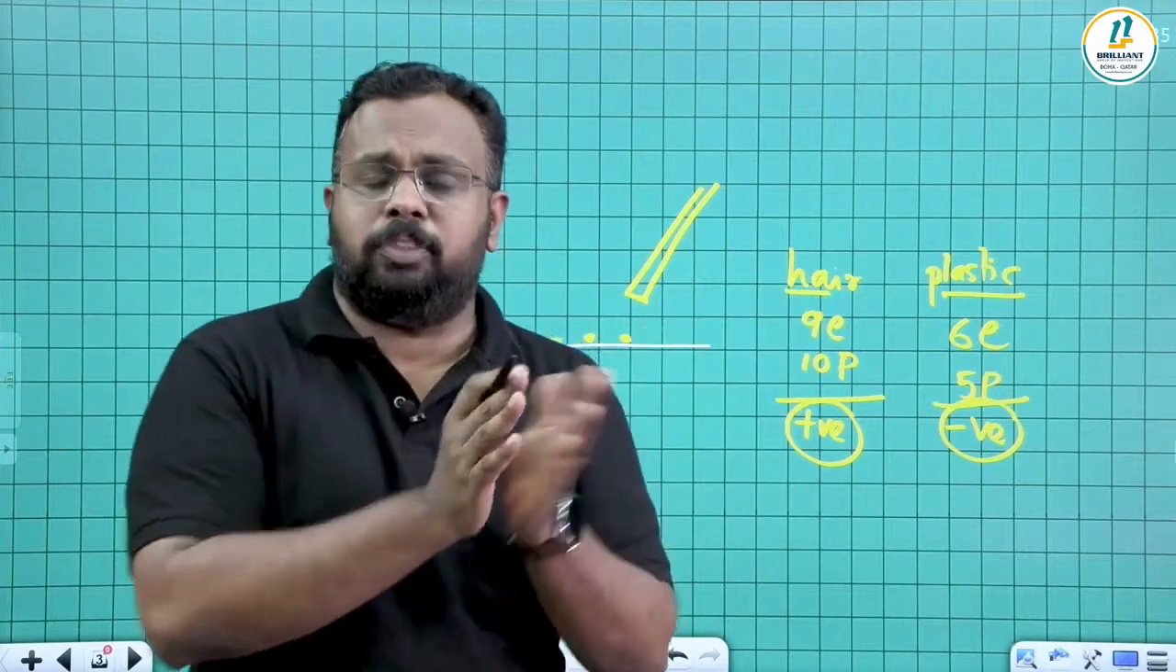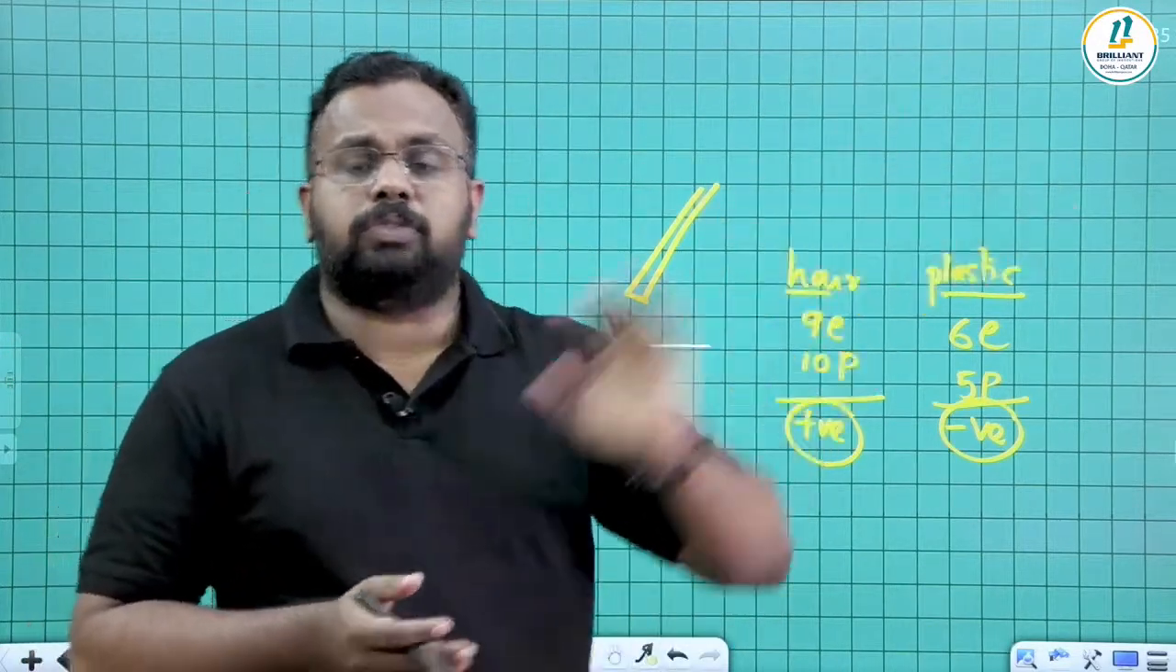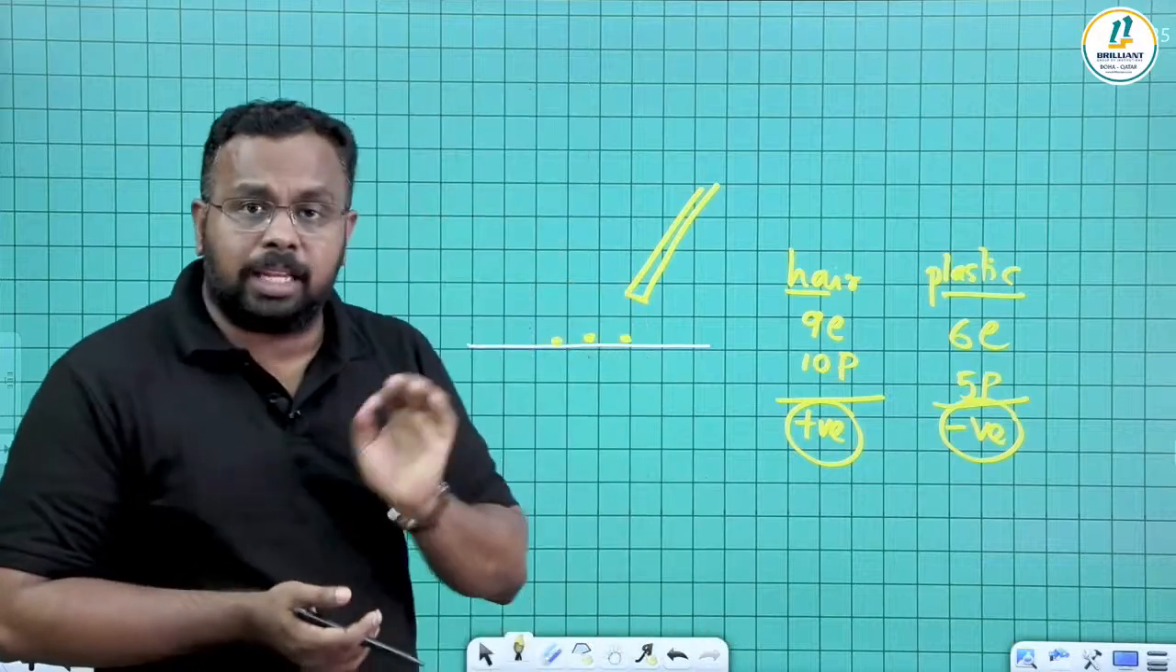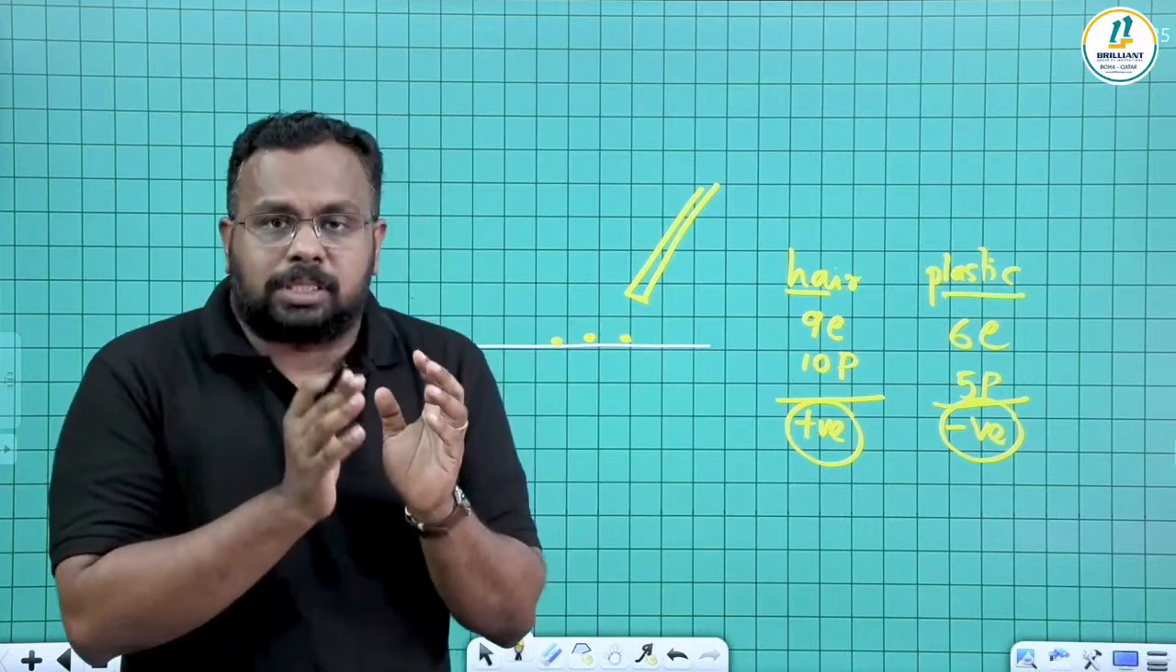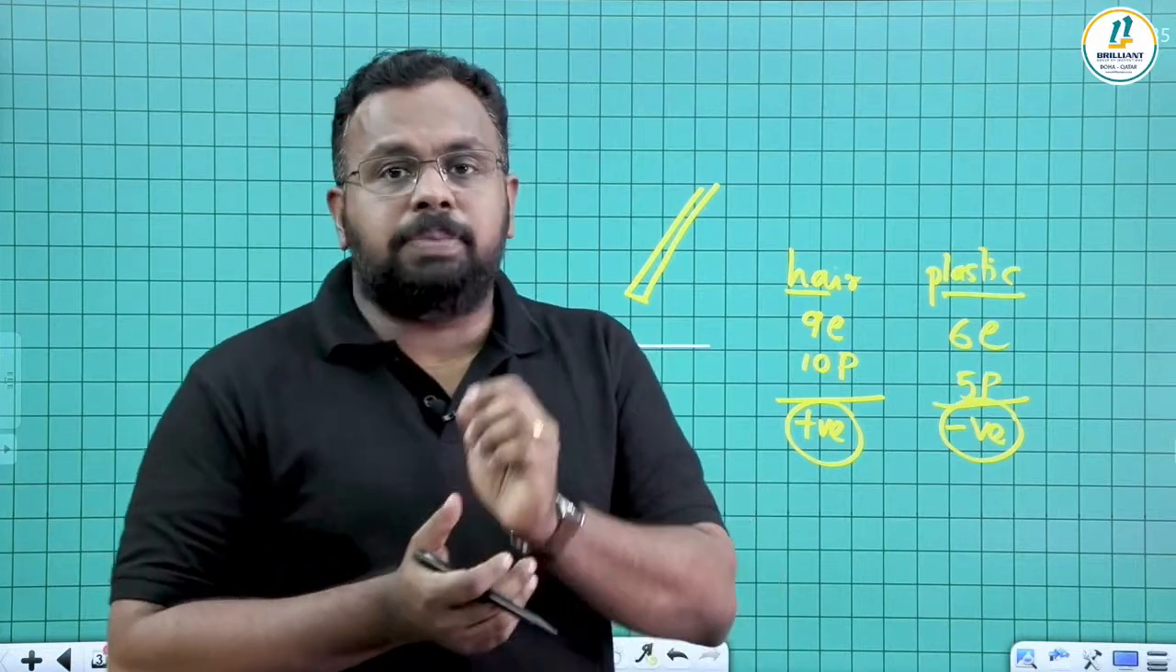When you're rubbing one body with another body, electrons are transferred from one object to another object. Okay, this type of electricity has been given a name.